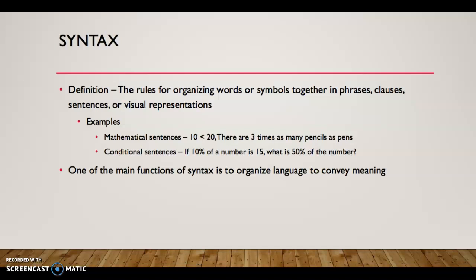And then some conditional sentences, like if 10% of a number is 15, what is 50% of the number? So these are just things that come up in math specifically. And the way that they're written is important to how you solve the problem. And then one of the main functions of syntax is to organize language to convey meaning. Again, if I were to say, here I have 10 is less than 20, but you couldn't switch that around and say 20 is less than 10 because that would be false.